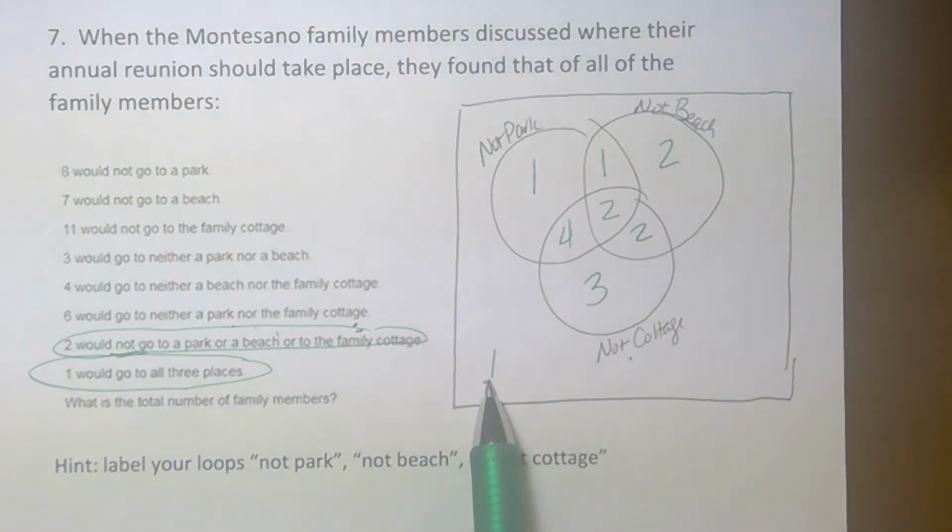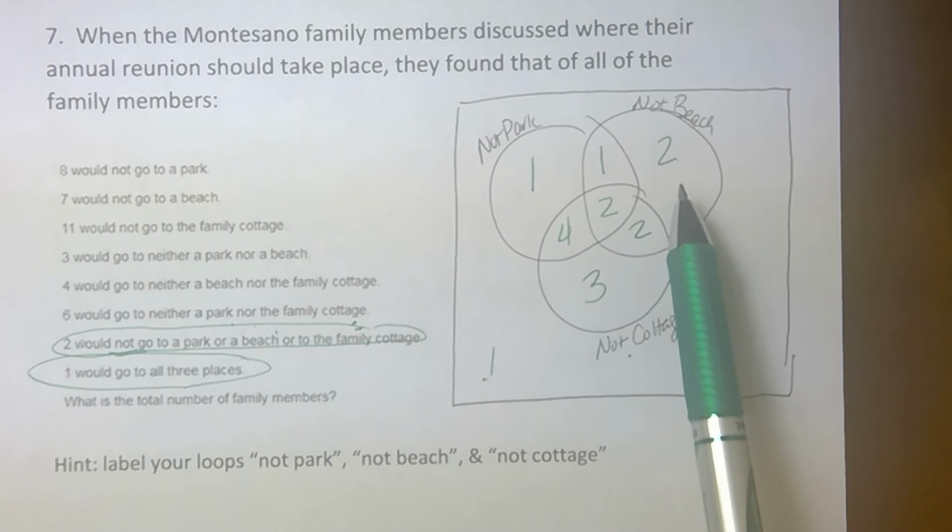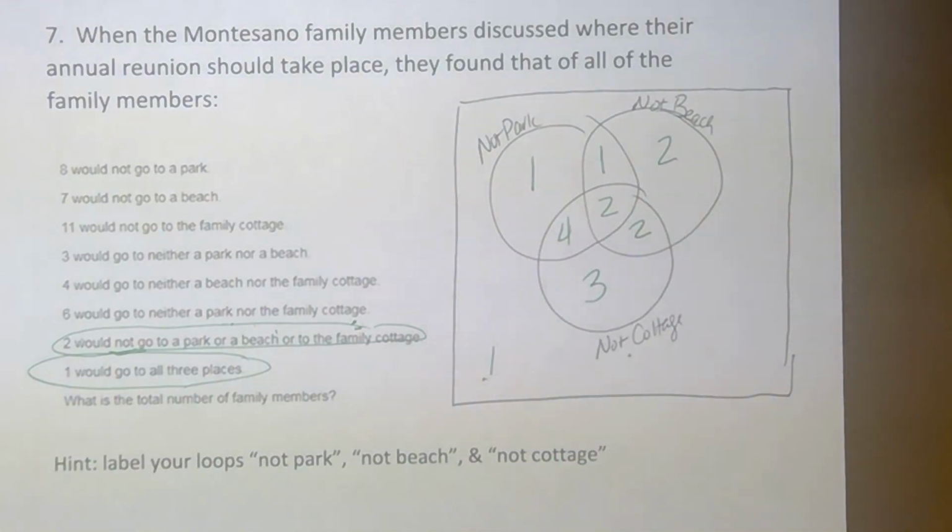And we know that one person is happy to go anywhere. So what's the total number of family members? Well, we add up the sum, or find the sum for these 8 regions, and we find out there are just 16 people they're trying to plan for.